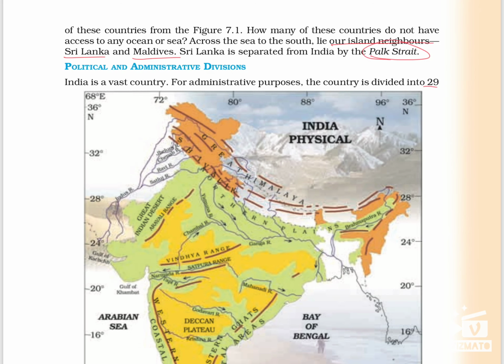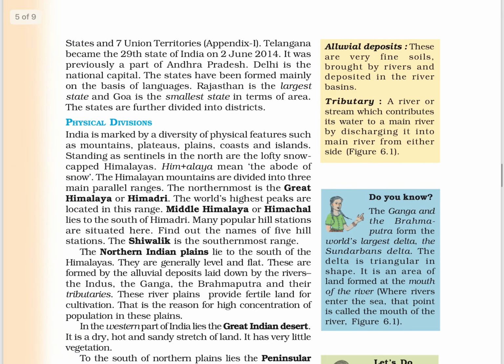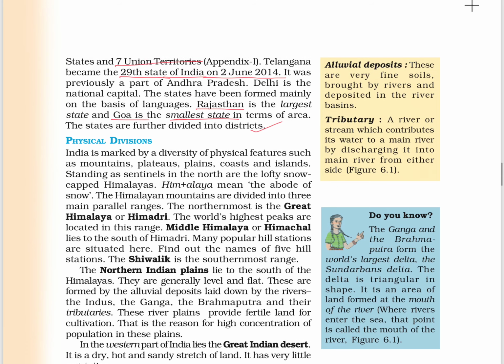India is divided into 29 states for administrative purposes and 7 union territories. Telangana became the 29th state of India on 2nd June 2014. As we all know, Telangana was previously a part of AP. Delhi is the national capital of India. The states have been formed on the basis of languages. Rajasthan is the largest state and Goa is the smallest state. These states are further divided into districts.